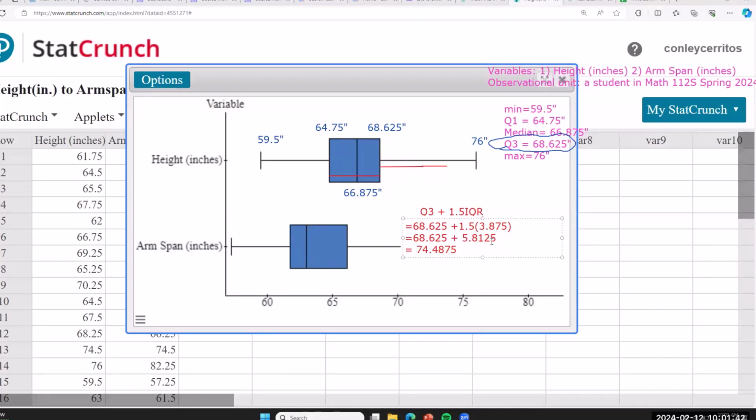I think the final answer would be 74.4375. Yeah, I think it is. That's what I have, at least. Is that right? Are we all okay with that? Okay.